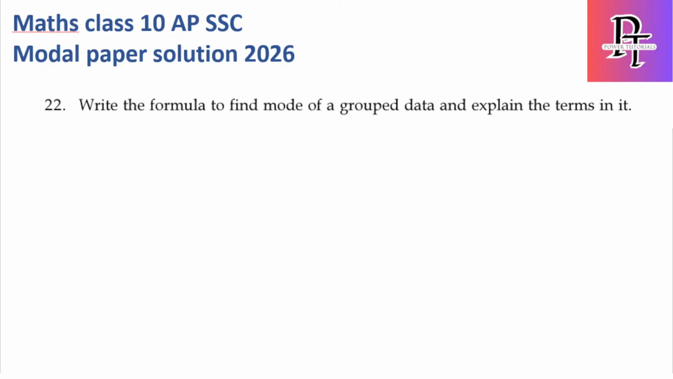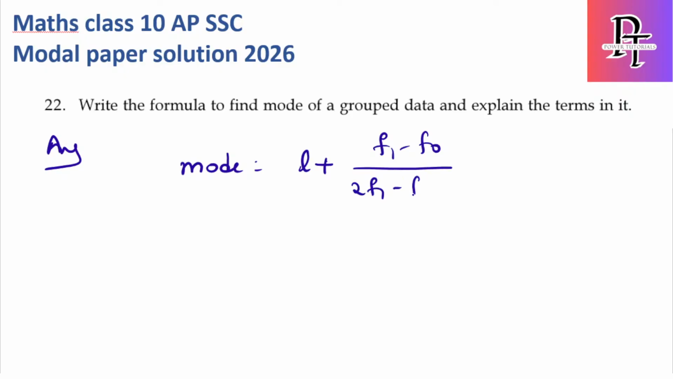Okay, let's see this question. Write the formula to find the mode of grouped data and explain the terms in it. So this is just the formula they're asking, and it is for 4 marks. Okay, so this is a very easy question. So the mode formula is L plus (f1 minus f0) by (2f1 minus f0 minus f2) into h.